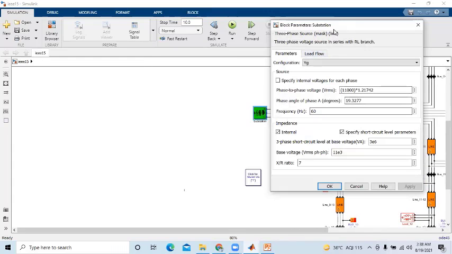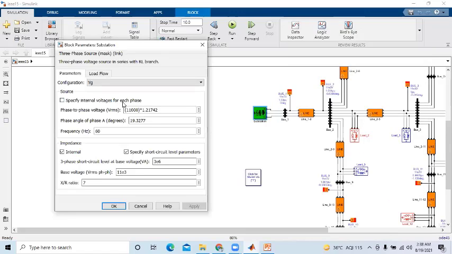If you look at this substation mask, the parameters are given as star grounded, which is generating a source of 11 kV and a phase angle of 19.3277 degrees. The frequency is 60 Hertz and the three-phase short circuit level at the base voltage is taken as 3 MVA, 3 megavolt amperes. This 3E6 means e to the power 6, which means 10 to the power 6.